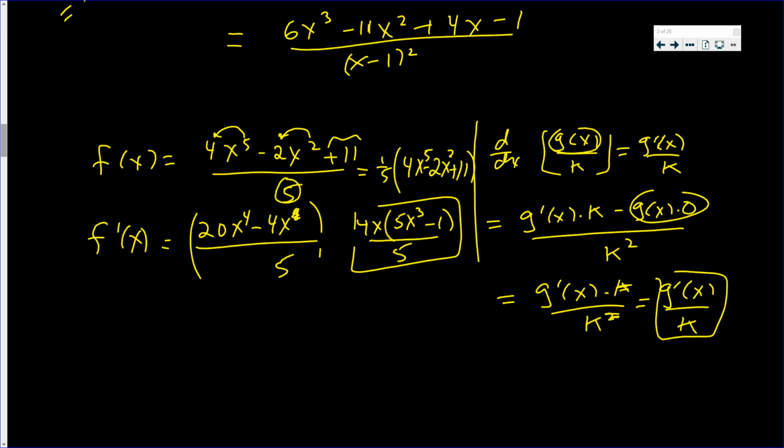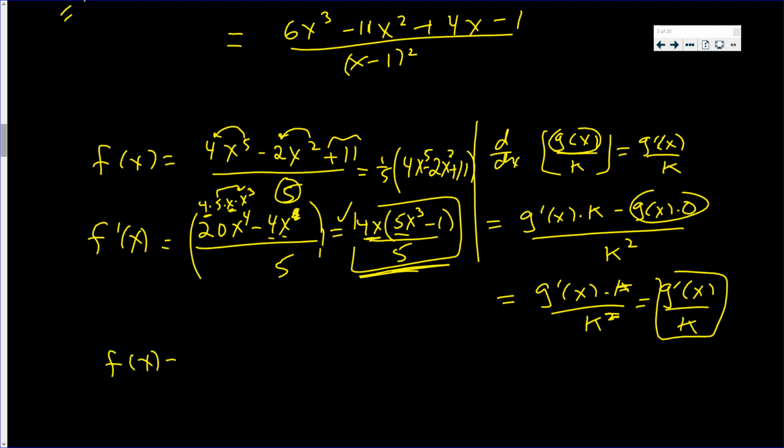I like answers in factored form, so I would really expect this. This 20x to the 4th, this is the same as 4 times 5 times x cubed. And the right side is just 4 times x. Well, we had the 4 and the x, that's why I factored it out. And what survived was 5x cubed minus 1. Think about the minus 1.